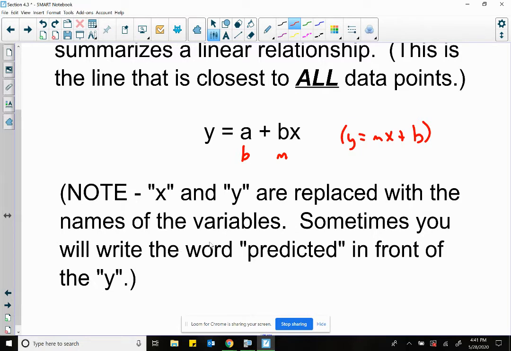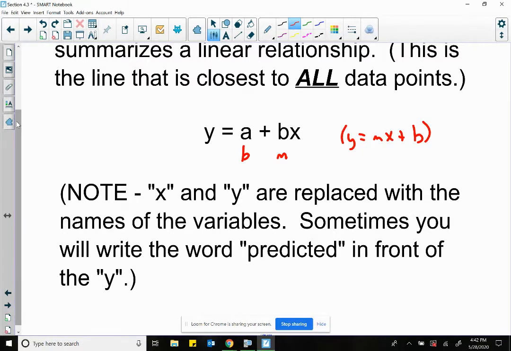Sometimes you will also see us put the word predicted in front of y. So as I said, this was trash before. We might say this is predicted trash equals whatever A is plus B times people. So know that we're not going to use these variables X and Y. We're going to actually use the names. And in StatCrunch, in that video from 4.2, if you go back and look at it, when we did the StatCrunch regression, you'd see it uses the names. It doesn't say X or Y.